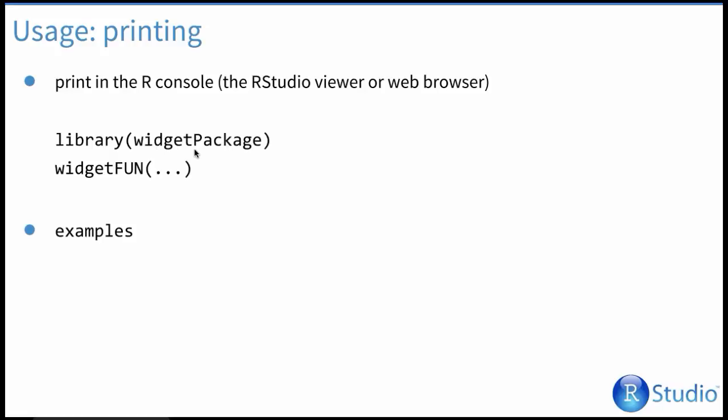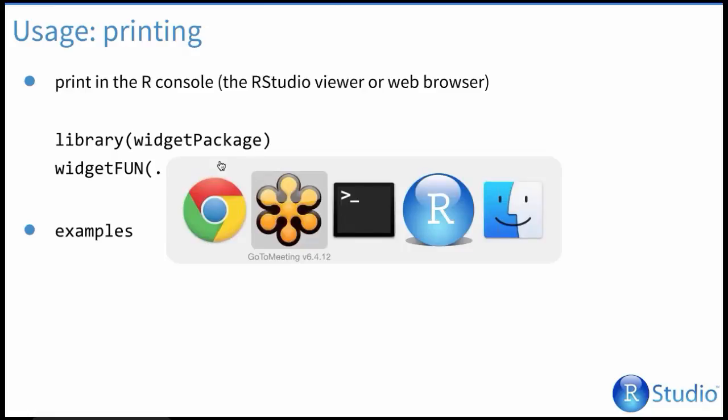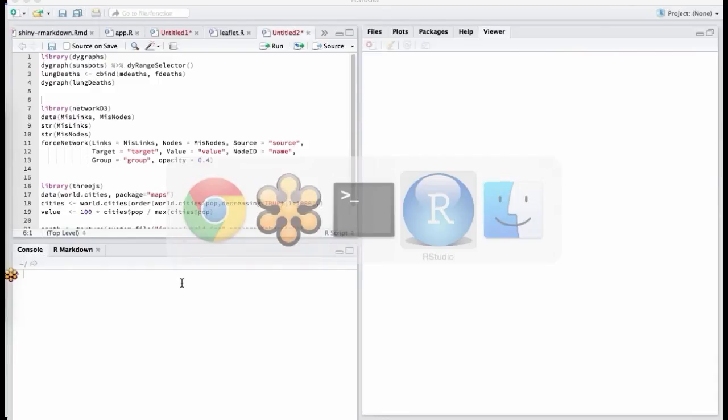So first you find that widget package and install that. Then you load that package using library, then the name of that package. So here, widget package is not a real name. It's just an example. So you load that widget package and you just call a widget function in that package. So let me show you a quick example.